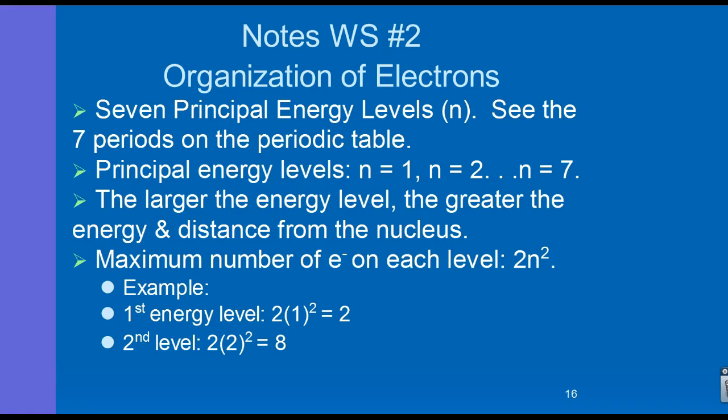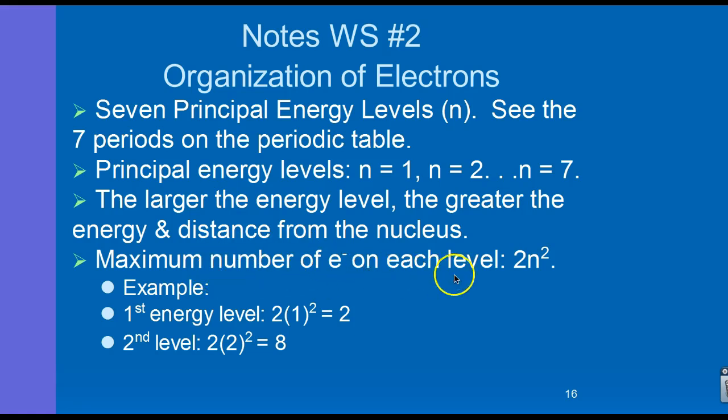So, the organization of electrons. There are 7 principal energy levels. The principal energy levels are n equals 1, n equals 2, all the way through n equals 7. The larger the energy level, the greater the energy and the distance from the nucleus. So it takes greater energy to get further away from the nucleus.